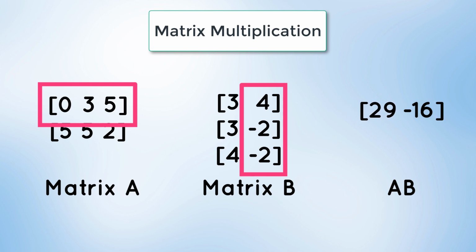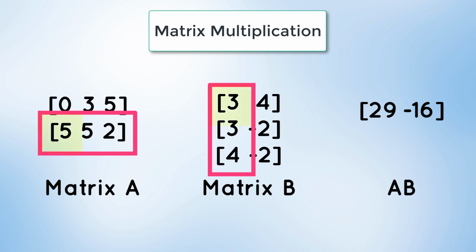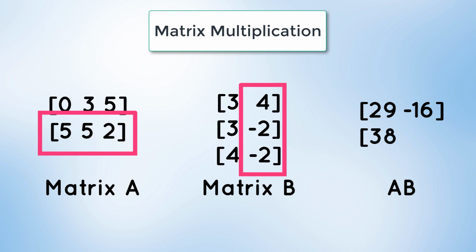Alright, now we're done with the first row. We do the same exact thing for the second row. But now restart at the first column of matrix B, 5 times 3 plus 5 times 3 plus 2 times 4, which equals 38. And now the second column, 5 times 4 plus 5 times -2 plus 2 times -2, which ends up equaling 6.